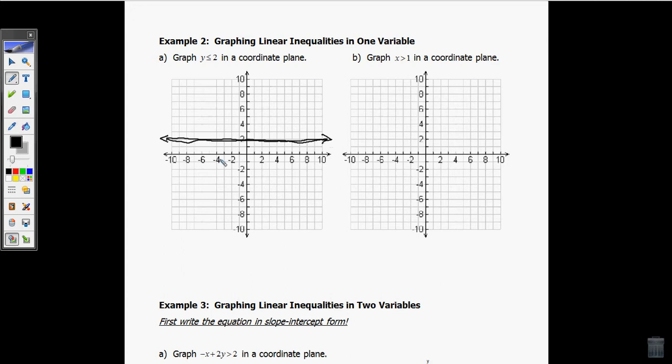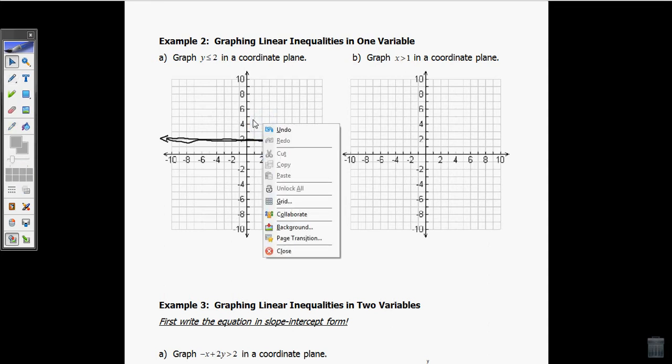Now, what I have to do is choose a test point. The test point can be anywhere on this coordinate grid, as long as it's not actually on the line. So I'm going to choose the point, let's just say 2, 4. That's going to be my test point right up here.